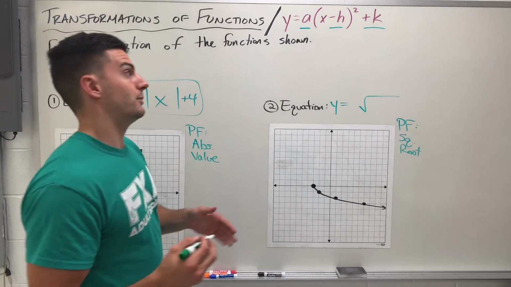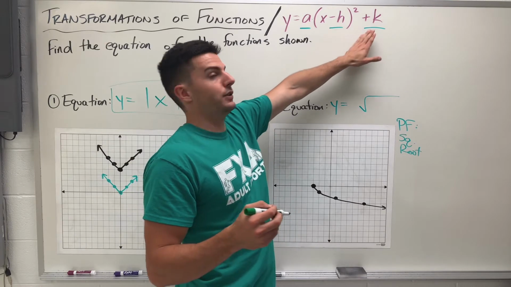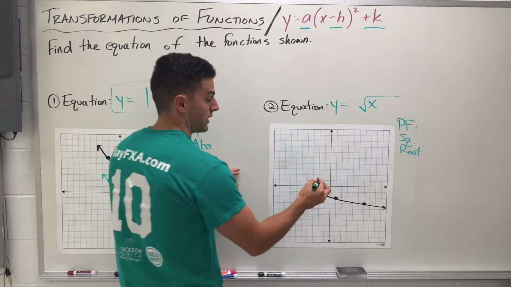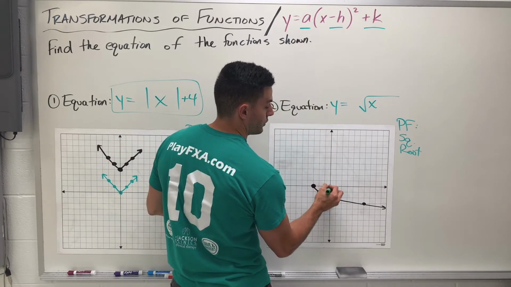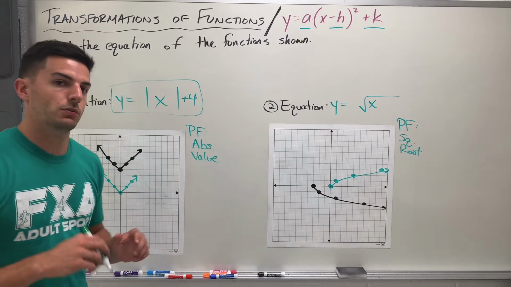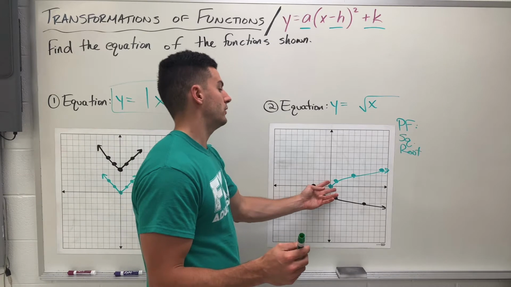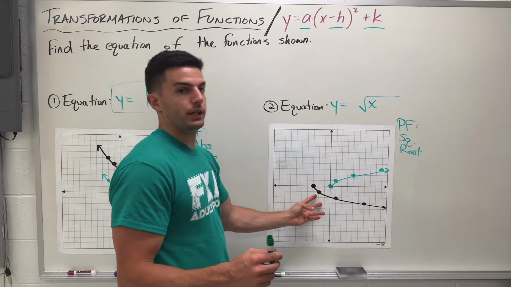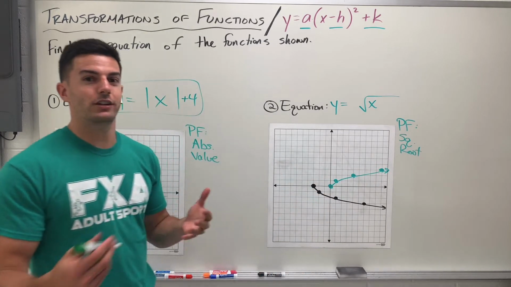But we need to determine, is there going to be an a value, an h value, and a k value in there? So let's sketch what the original would look like. You should be pretty good at this point. Parent function looks like this, and what we want to do is compare. How is the original compared to the one I was given here, and what changes happened to it?